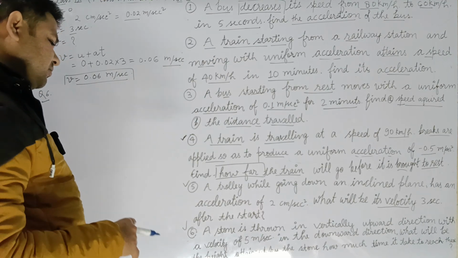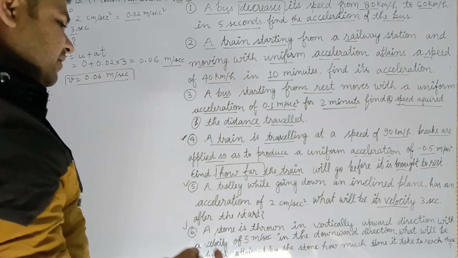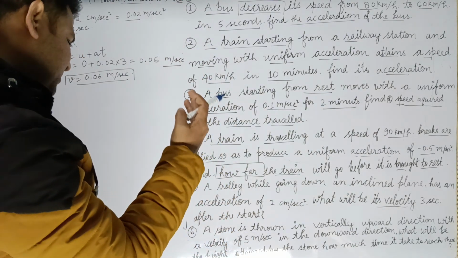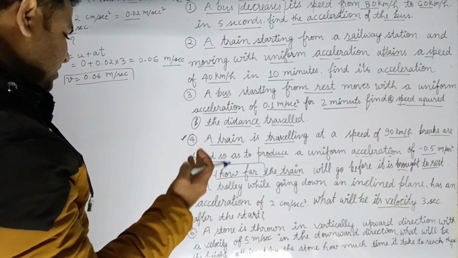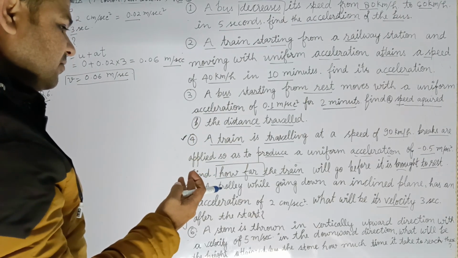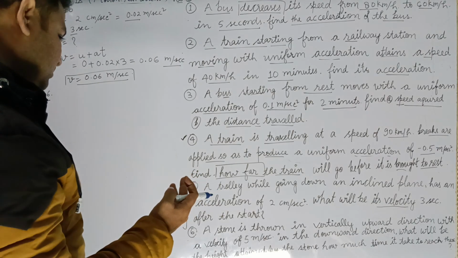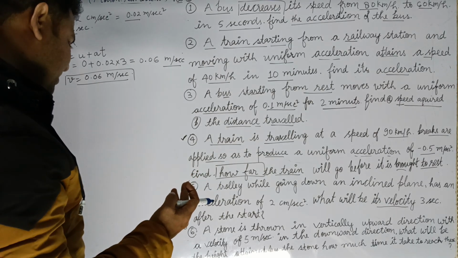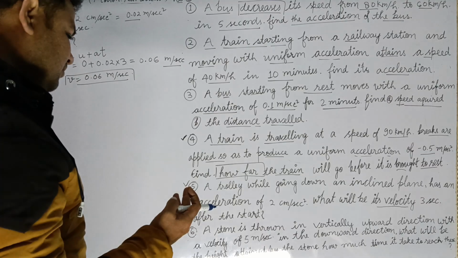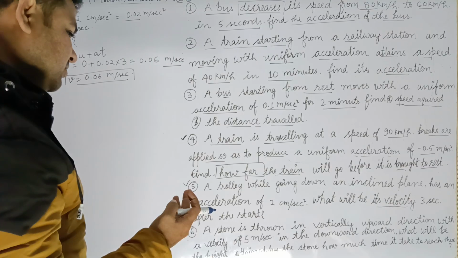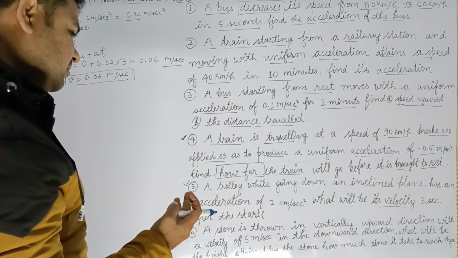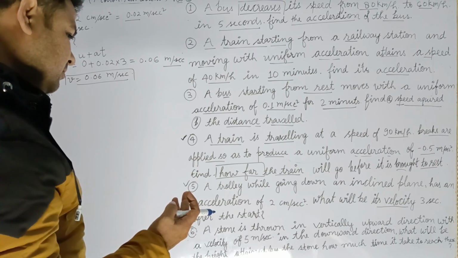A stone is thrown in the vertically upward direction with the velocity of 5 meter per second. In the downward direction, what will be the height attained by the stone? How much time does it take to reach there?